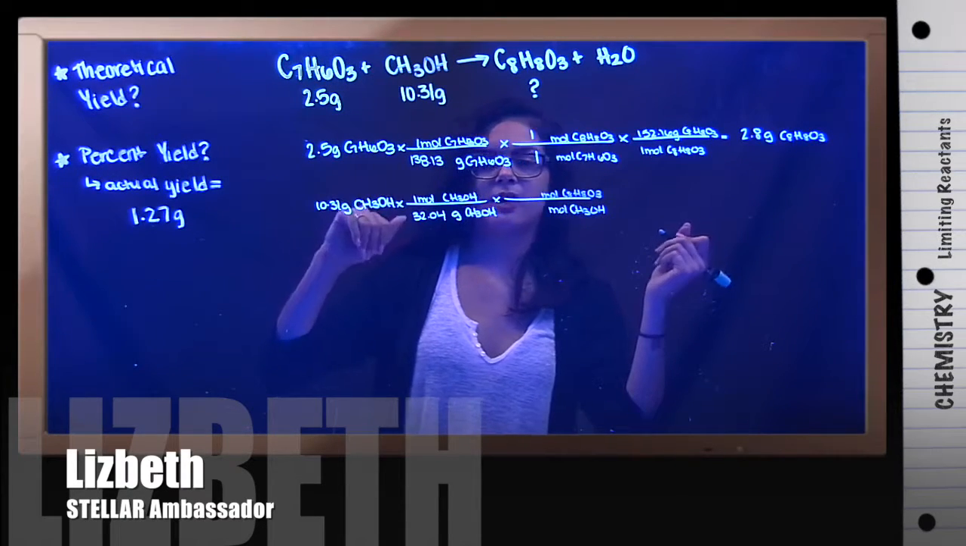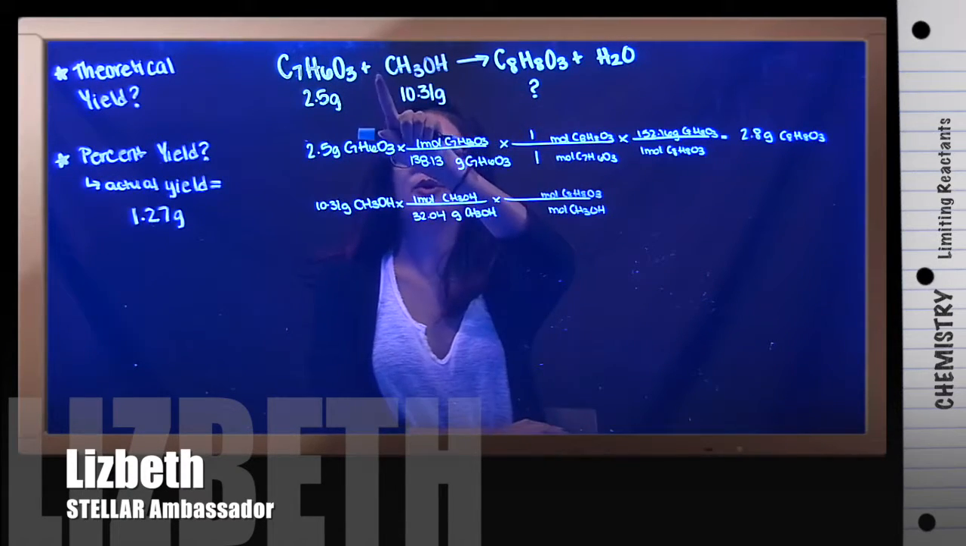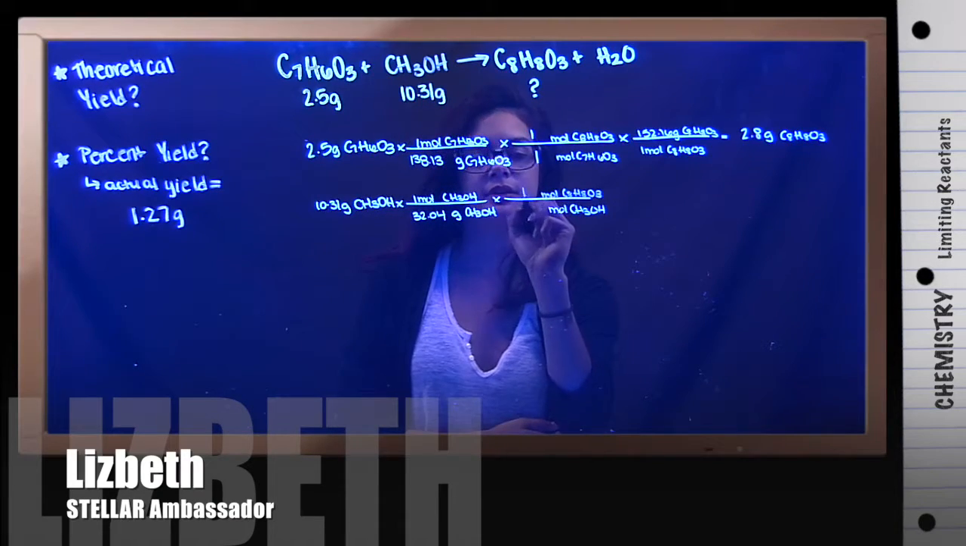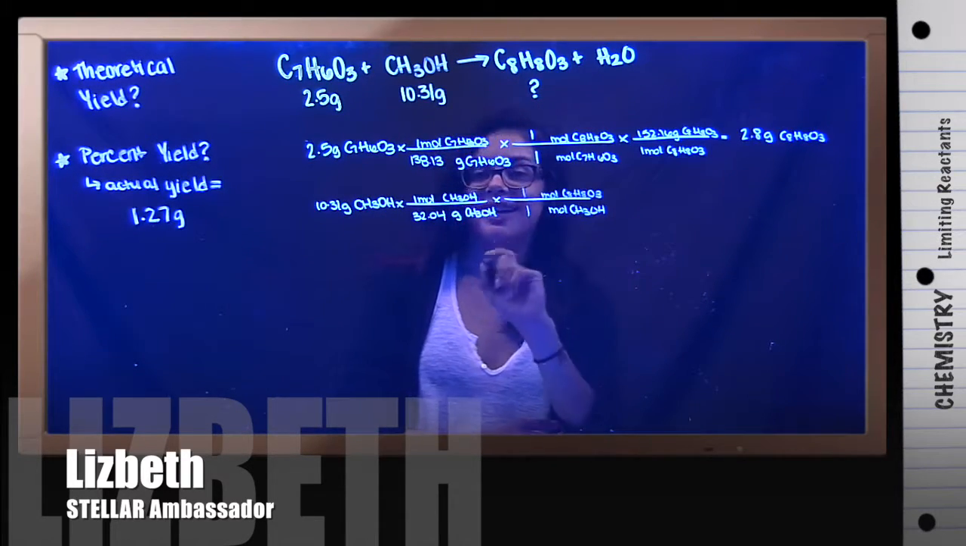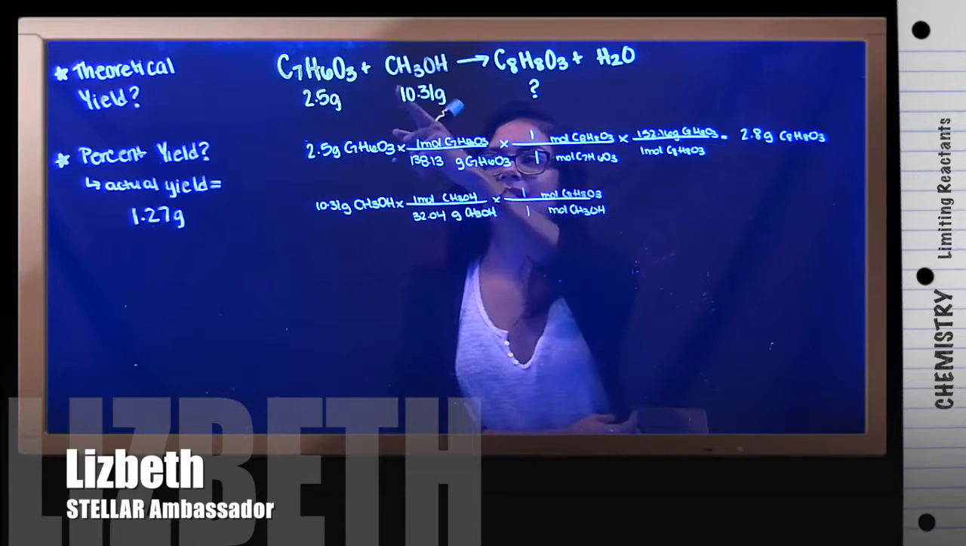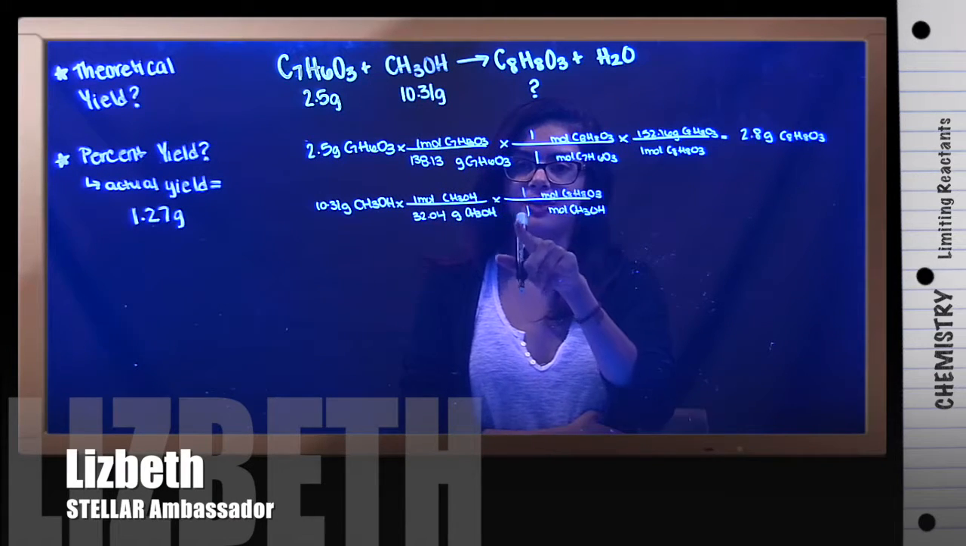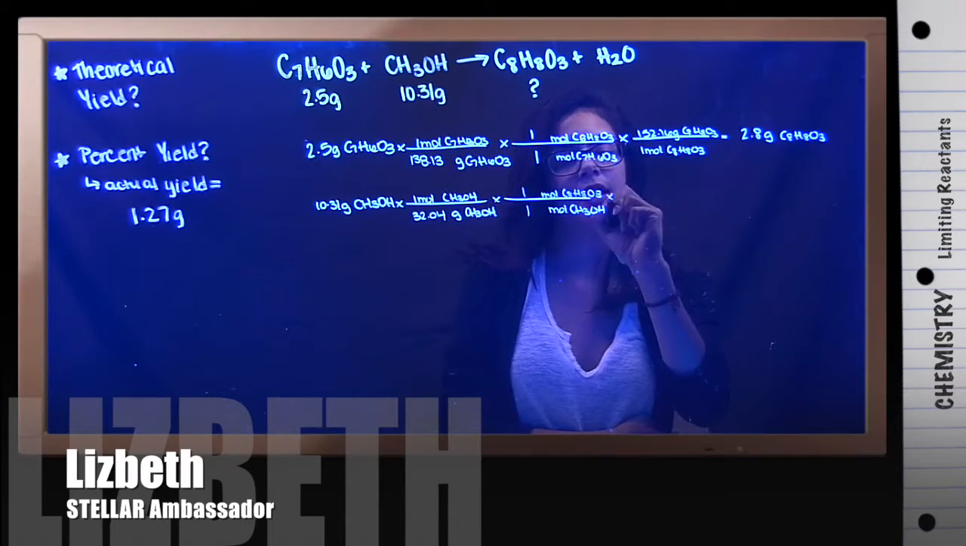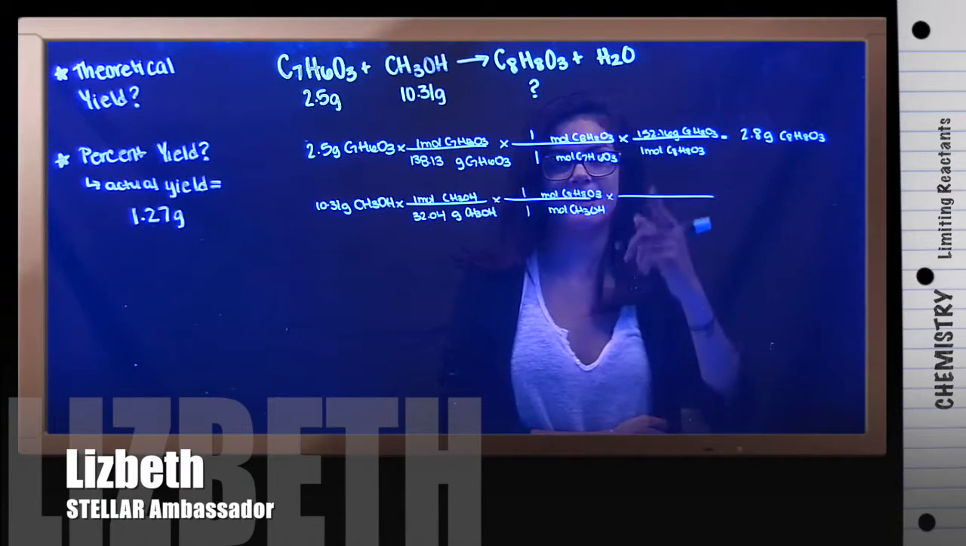So again, we're going to look at our balanced equation for this. So for every 1 mole of our reactant, we have 1 mole of our product. It's just 1 to 1. Remember to always make sure, if there's a 2 here, it would change this to a 2. So keep that in mind. And then we're going to convert to grams. Luckily, this step is the same.